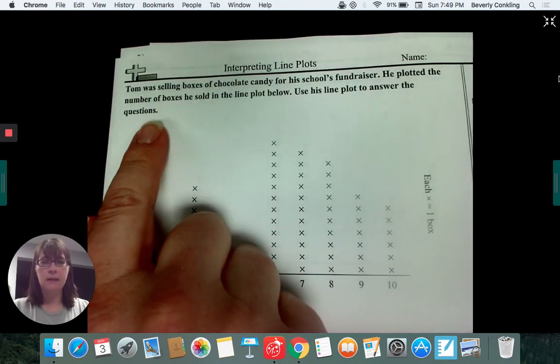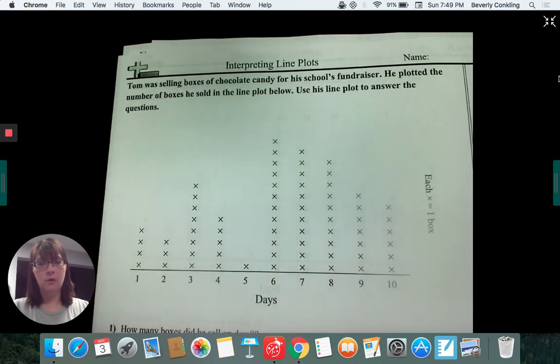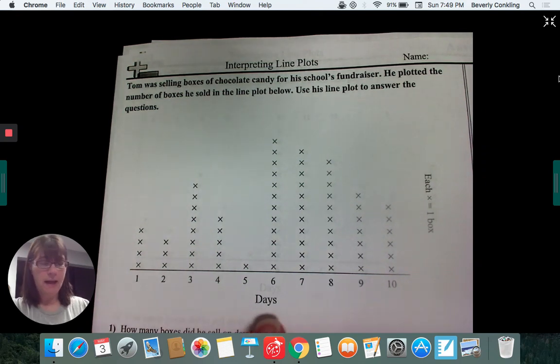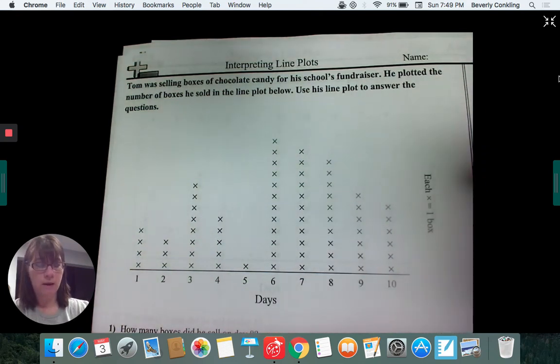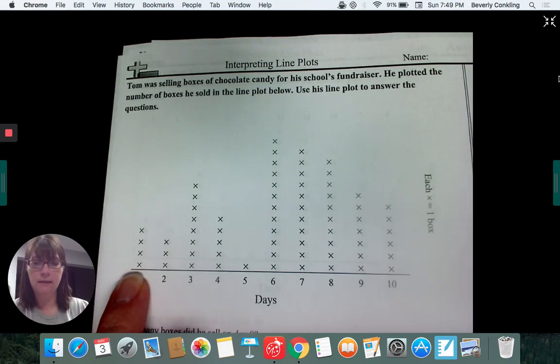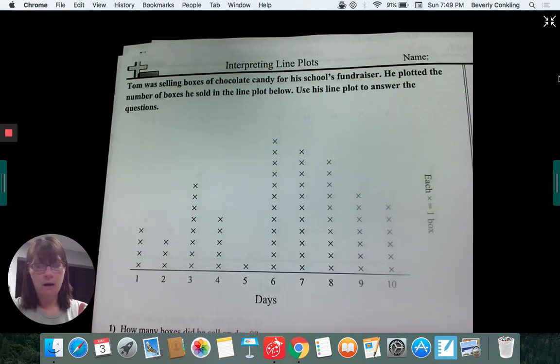So up here it says, Tom was selling boxes of chocolate candy for his school's fundraiser. He plotted the number of boxes he sold in the line plot below. Use his line plot to answer the questions. So down here I have the days, and you'll see over here at the side it says each X equals one box. So every time you see an X, that means one box.